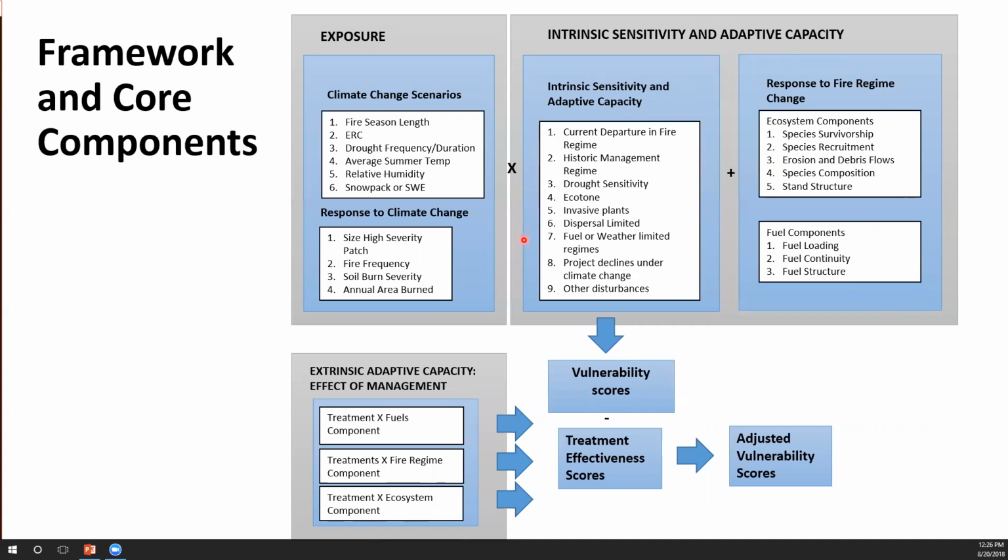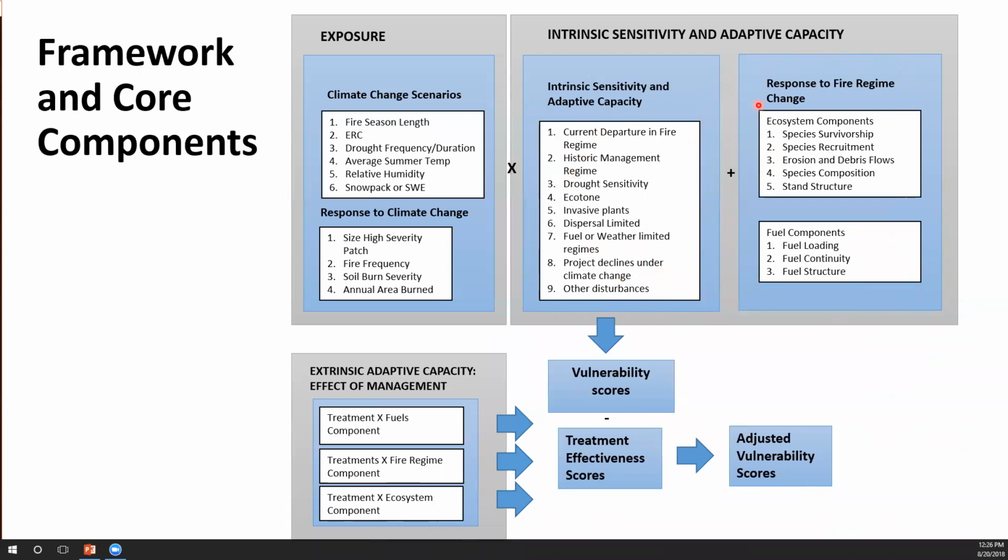And there's definitions for all of these in the tools, so I'm just going to whip through this really fast. Then there's some stuff about fuel or weather limited systems. Is your system projected to experience a decline under future climates, or are there other disturbances affecting it? And so answering yes to any of these would contribute to the sensitivity score.